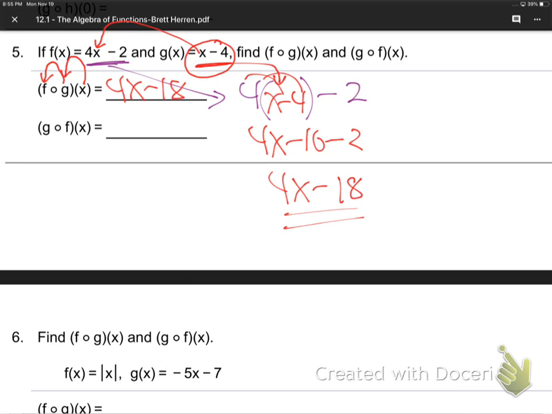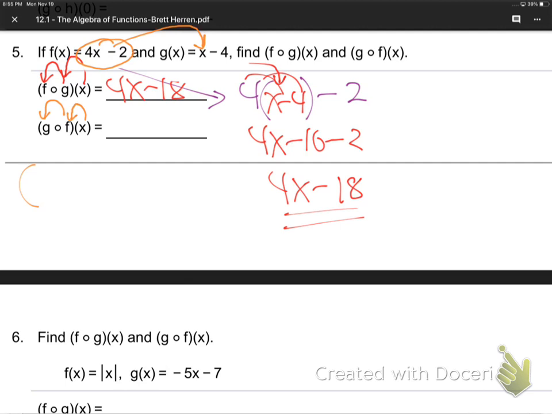Second part, X into F and F into G. Right to left, always for functions. So X into F, well, that's just F of X. We got that, 4x minus 2. F into G. All of F into G. All of F of X into G. So all of this into G, right? Does that make sense?